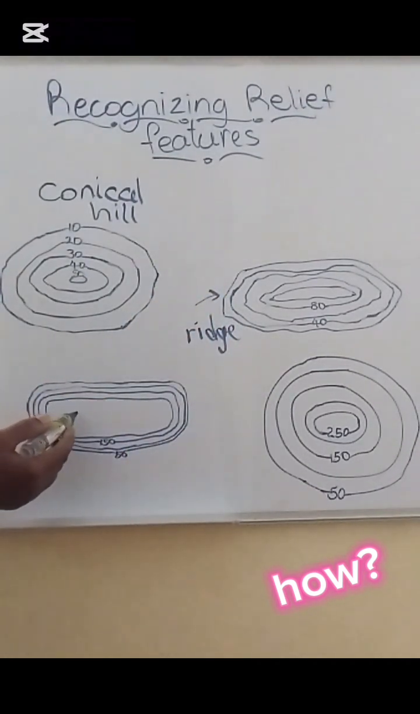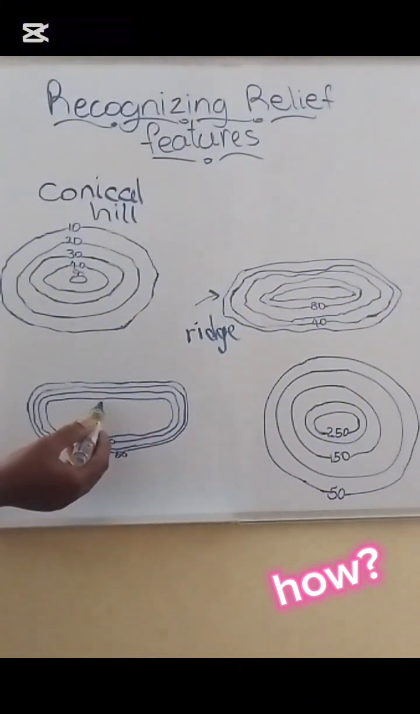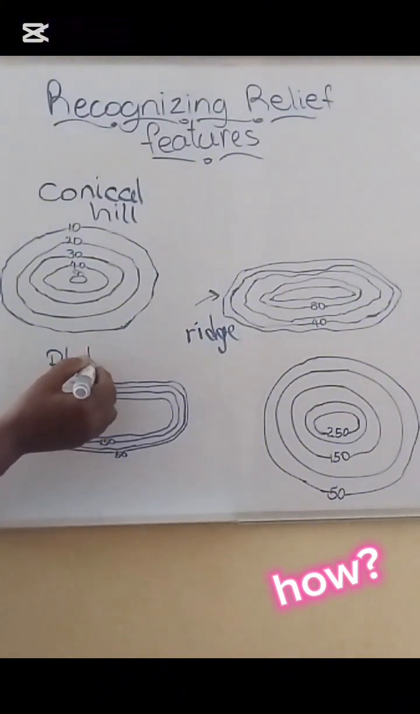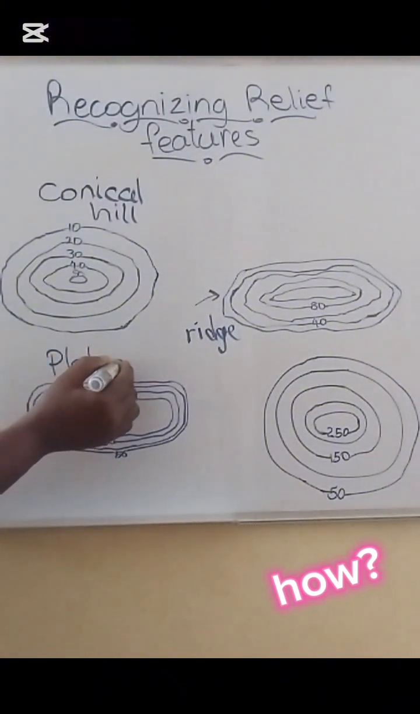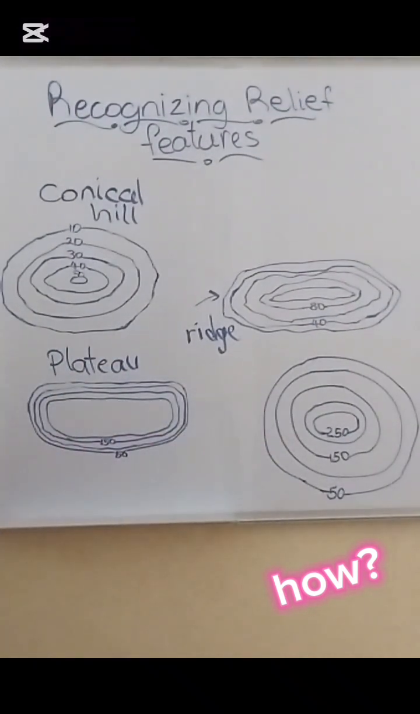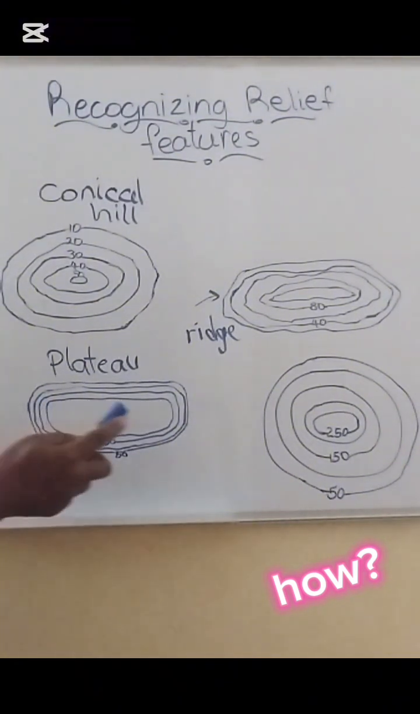Okay, looking at this one now, when the contours are elongated and there is a flat top, okay, there's no number at the top. See, the number is here, 150 meters, there is none here, or there's none here. It tells us that with the flat top and no number there, it is a plateau.